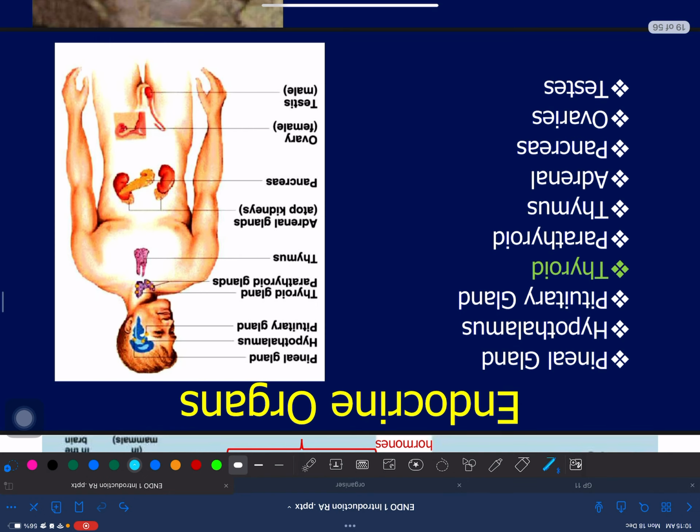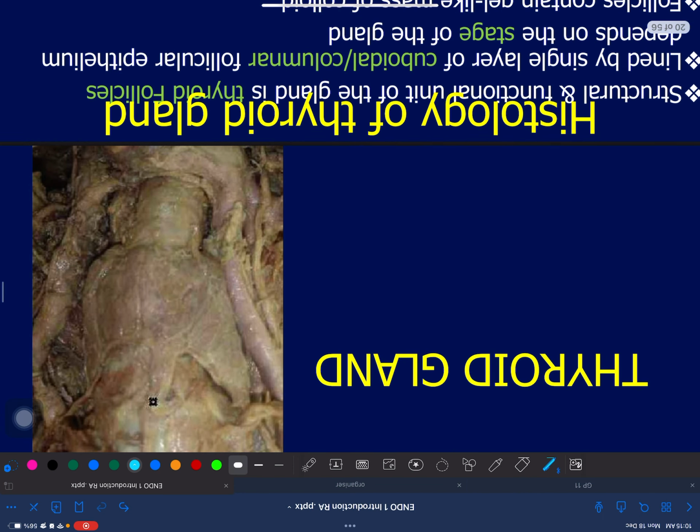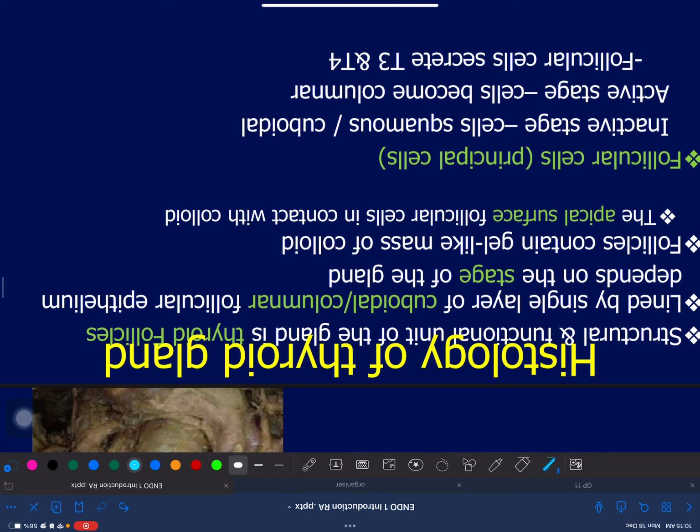Then thyroid, okay, again, I hope you can see in the museum the model of the thyroid gland. Okay, these are all the histology. Okay, the functional unit is the thyroid follicles. Okay, these are the lining, which is cuboidal or columnar, single layer. So the apical surface of the follicular cells is infected with colloid. Okay, the principal cell is follicular cell. It can be either active or inactive stage in the histology.